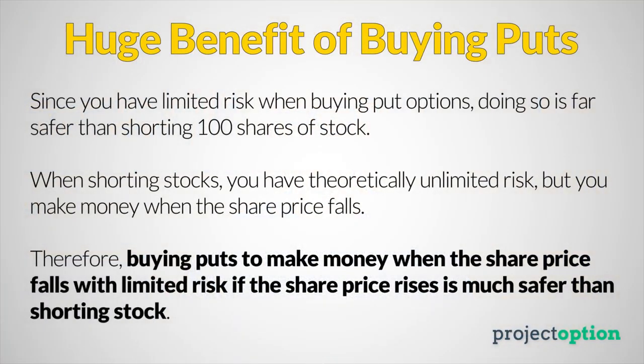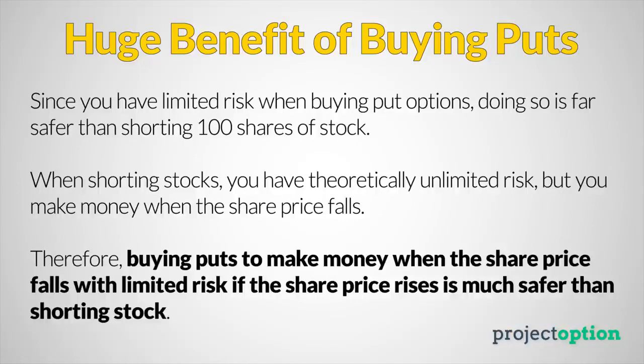So while you can make significant returns on your investment or trade cost when you are buying put options, obviously you can lose 100% of what you pay for those put options, which means that while you can make 100% returns on the trade cost, you can also lose 100% when you are buying options. But the big benefit of buying put options is that compared to shorting 100 shares of stock, buying put options is far safer by a long shot.